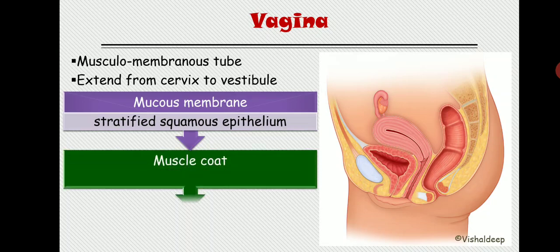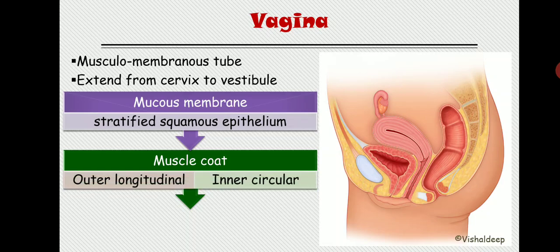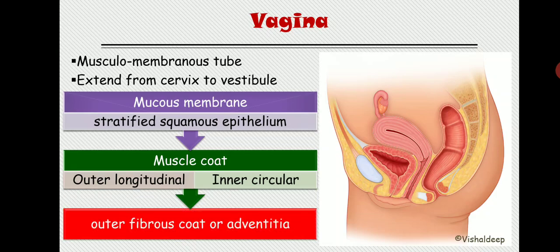And the muscle coat is an outer longitudinal and inner circular layer. It is a well-defined layer; it is not present inside the uterus, but it is well defined in the vagina, outer longitudinal, inner circular, same as the small and large intestine. And the outermost layer is the fibrous coat, known as adventitia. Alright, this is all about the vagina.